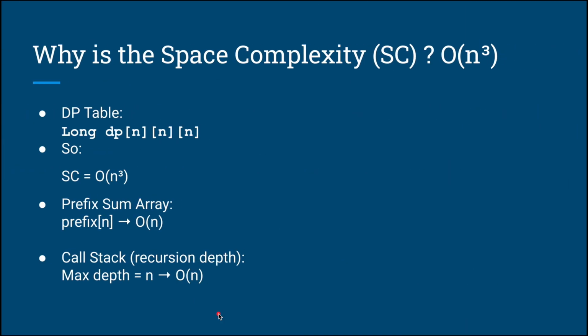So why is the space complexity O of NQ? There is a DP, right, and it takes O of NQ, because of the prefix sum we are calculating and the call stack we have in the recursion, and that is why the O of NQ is coming.